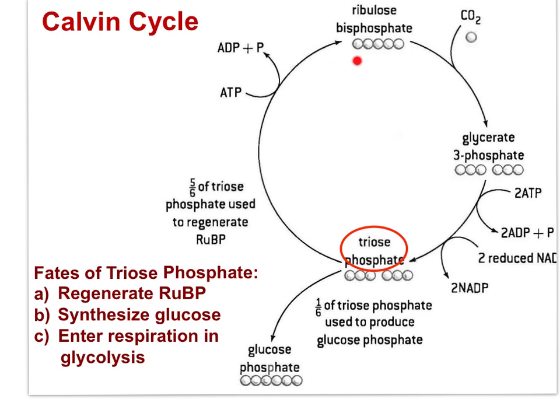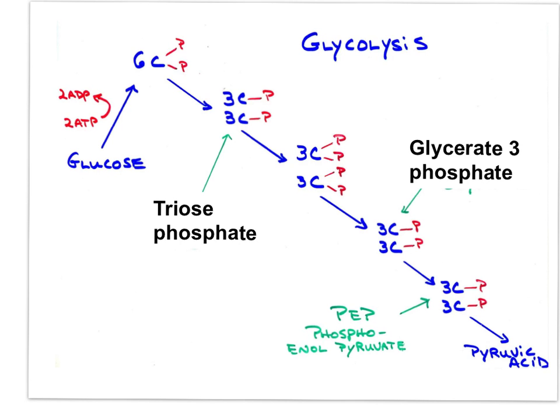To regenerate RuBP, 2. To synthesize glucose, and 3. Potentially enter respiration in glycolysis. What, you might say? Stay tuned. You should recognize this diagram as glycolysis. This intermediate, the intermediate shortly after the lysis step in glycolysis, is triose phosphate, and this intermediate is glycerate 3-phosphate.